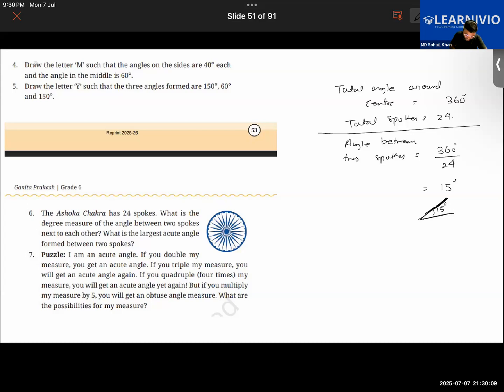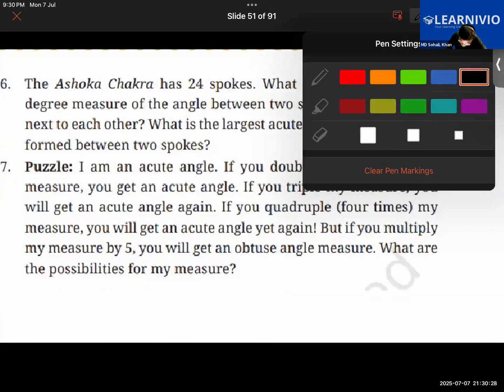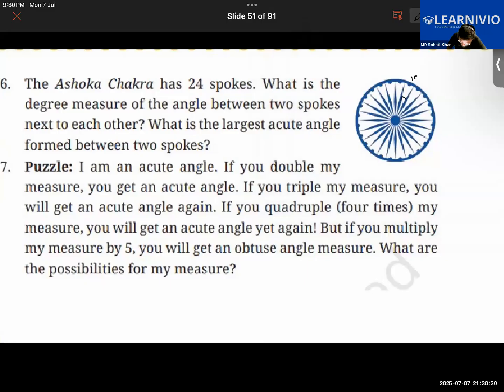Further, the question is asking what is the largest acute angle formed between two spokes here, right? So it's asking you the largest acute angle. Keep this in mind. So first of all, let's write down what could be the possible angles here. See, there'll be 15 degree, then there can be 30 degree, 45 degree.